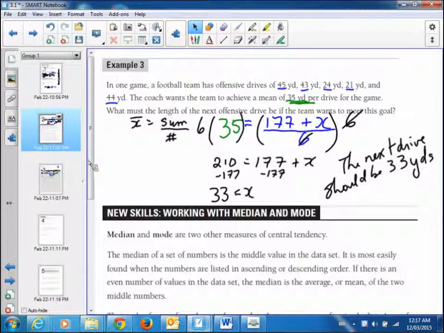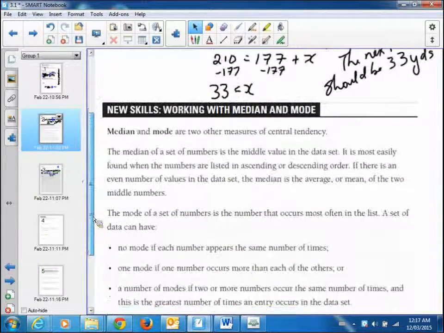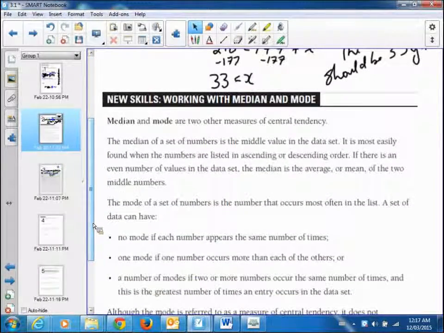Now there's a new concept too. Average could mean median or mode in some situations. Mean, median, and mode are all called central tendencies. Take the time to read through this here. And a few things about the median. If you list things in order, it's the middle value. We'll take a look at some examples in a second here.